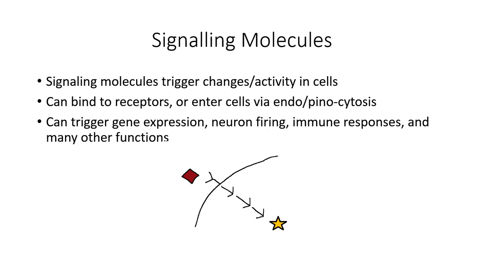Signaling molecules are prevalent everywhere. They are responsible for triggering gene expression, propagation of action potentials in neurons, so the neurotransmitters that you find in the synapse, those are signaling molecules. In immune responses, when an antigen binds an immune cell and triggers some activity, that is a signal, and then many other countless functions. So they're involved everywhere.